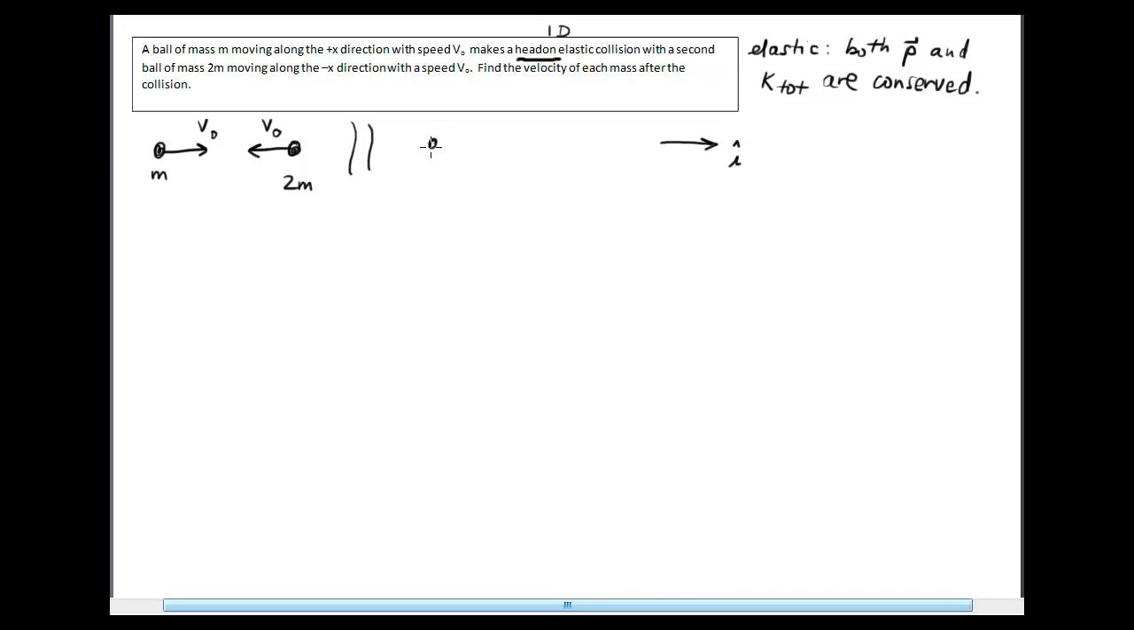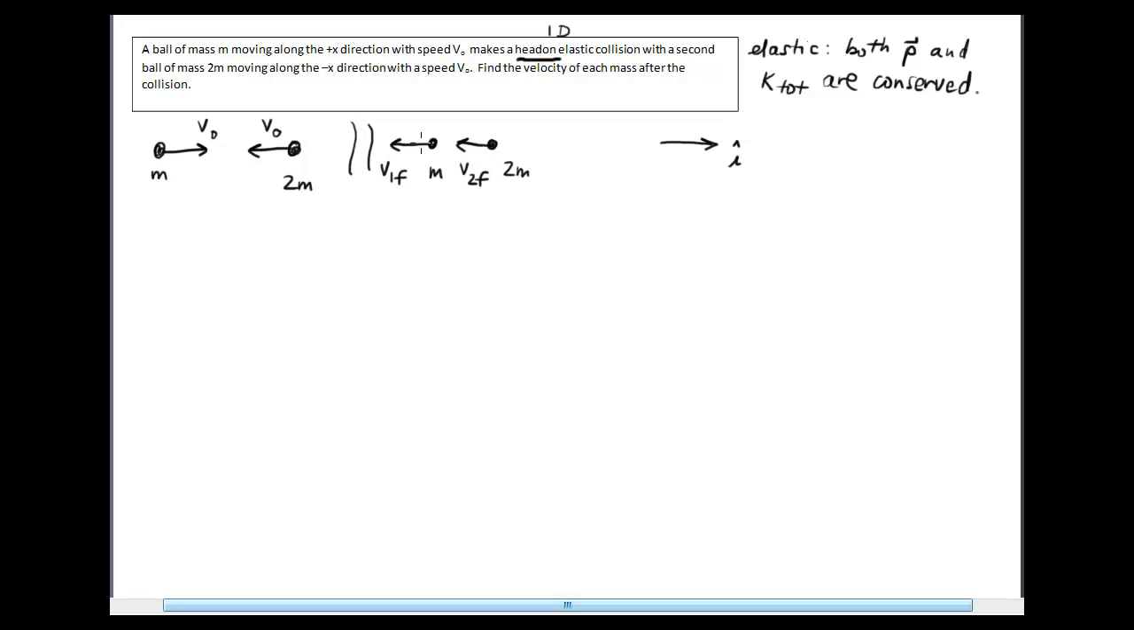So I'm going to assume that the mass, little m, rebounds backwards. I think that kind of makes sense. We would expect that because the mass 2m is moving at the same speed, but it's a larger mass. But I don't know what the speed is, so I'll just call this v1 final. Now, mass 2m, I don't know which way it's moving, so I'm going to guess, and I might be right, I might be wrong. I'm just going to guess it continues moving the same direction it started. So it will have a speed v2f.